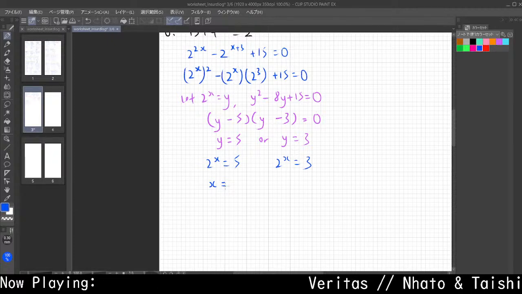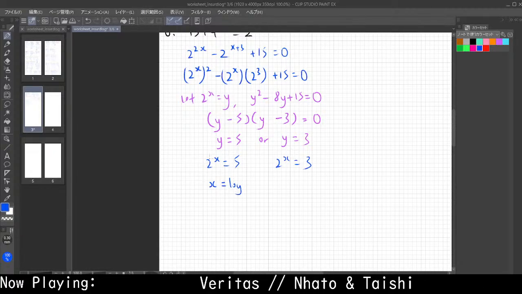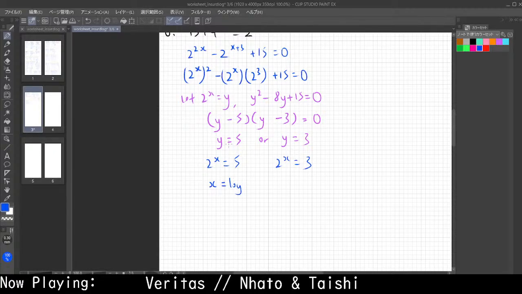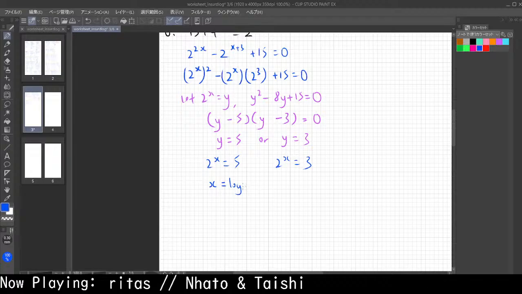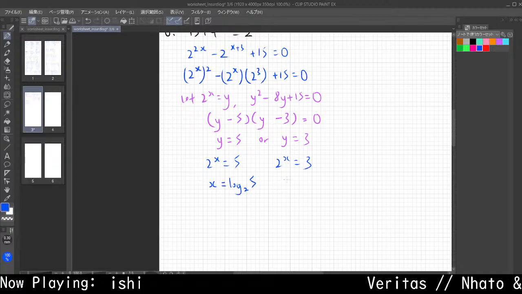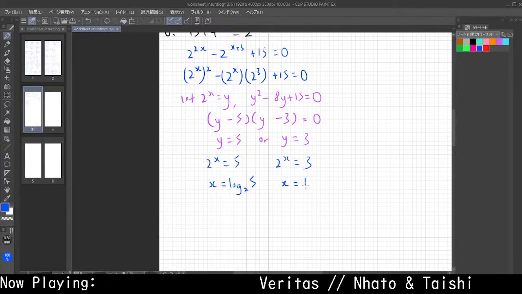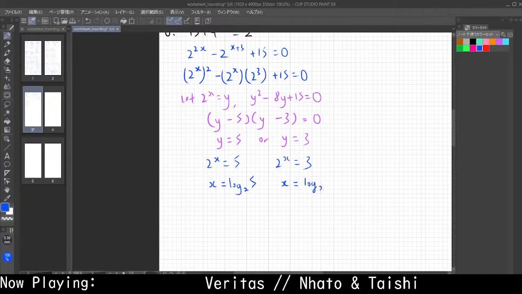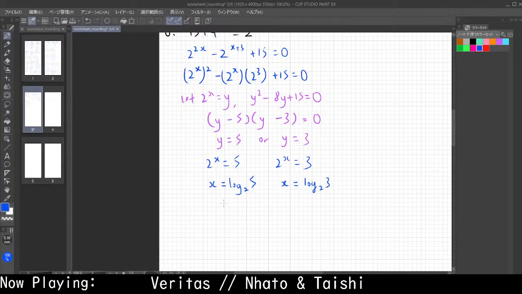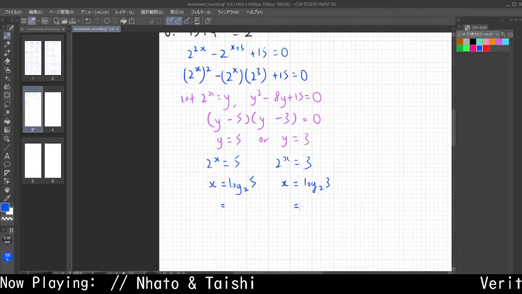So your x will be equal to the log. Your original base number over here is 2, so this 2 will become the base of the log, and then the 5 will go here. Then the other case will be x equals log base 2 of 3. Just plug these two into your calculator and you should get the answer.